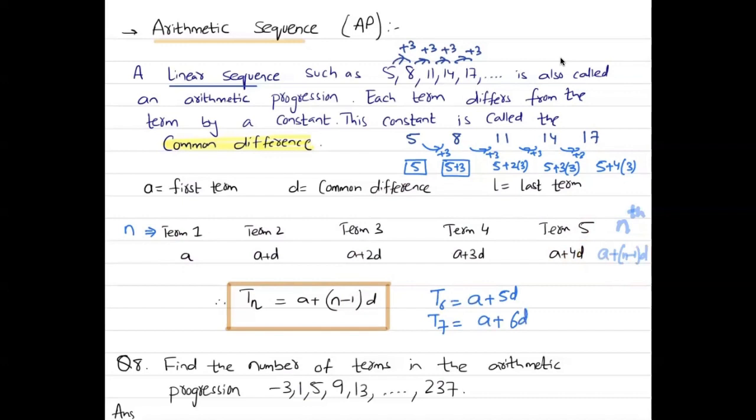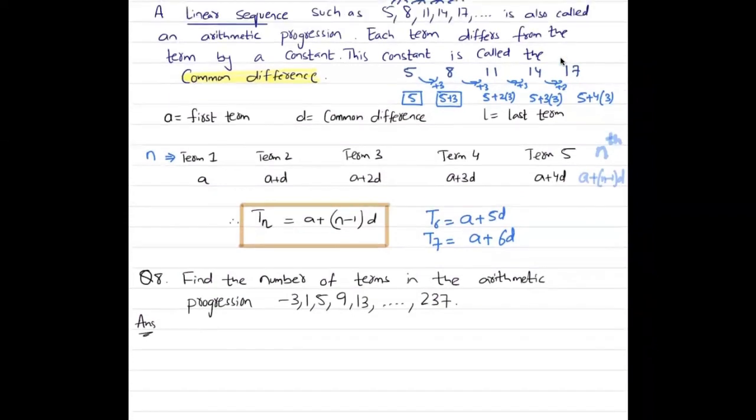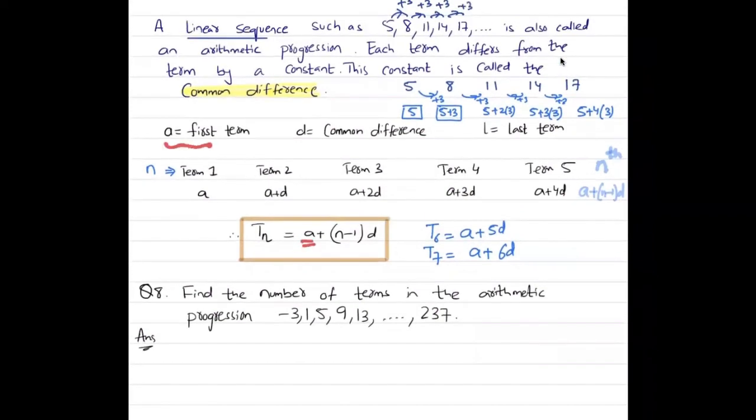So can I say that in an arithmetic sequence, the nth term is given by a plus n minus 1 times d? That's the general formula which you need to remember: a plus n minus 1 times d, where a is the first term, d is the common difference, and L is going to be the last term of the sequence.